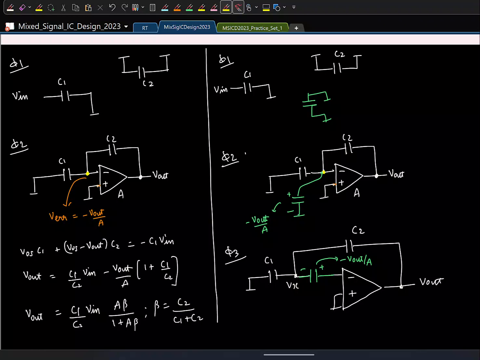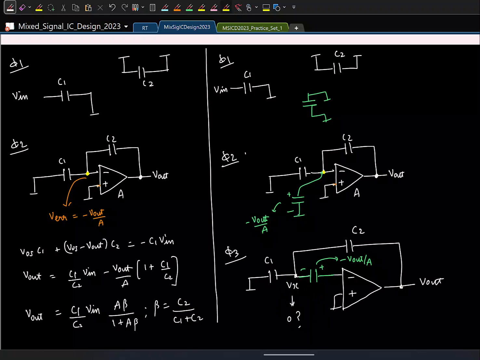So here I assume that the error voltage is minus V out by A. So if I exactly put this voltage here, will this become 0 exactly? Why? I mean, at least logically it makes sense that ideally it should not become 0. If it becomes 0, it means somehow we have got infinite gain from the op amp. V out will change because when we join this, the V out will automatically change.